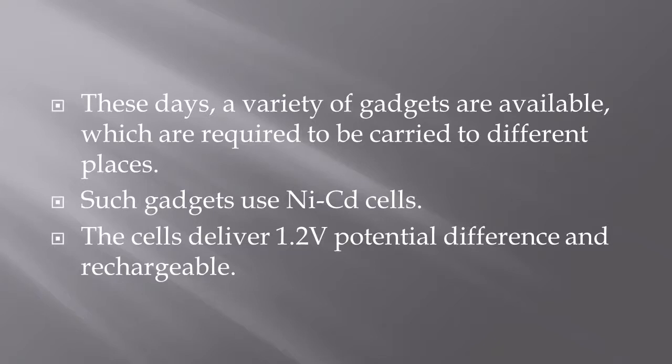Students, in the lead acid cell we have seen that the potential difference between the two electrodes is 2 volt, but here it can deliver a potential difference of 1.2 volt, that means a little less than the lead acid cell.